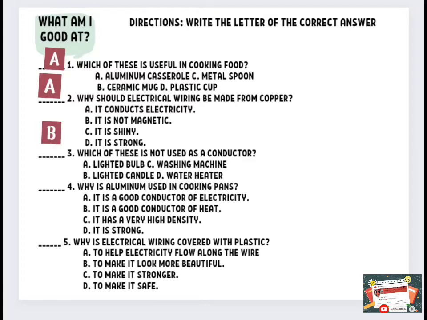Lighted candle. 4. Why is aluminum used in cooking pans? Is it letter A. It is a good conductor of electricity, B. It is a good conductor of heat, C. It has a very high density, or D. It is strong? The answer is letter B. It is a good conductor of heat. 5. Why is electrical wiring covered with plastic? Is it A. to help electricity flow along the wire, B. to make it look more beautiful, C. to make it stronger, or D. to make it safe? The correct answer is letter D. to make it safe.